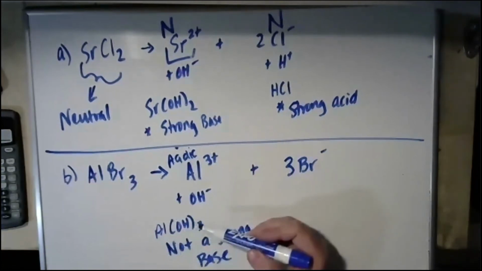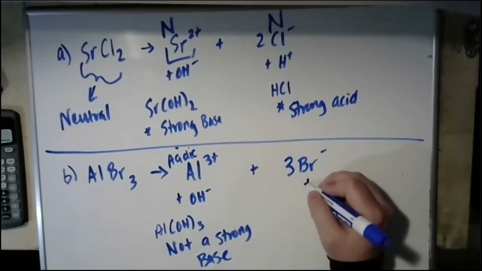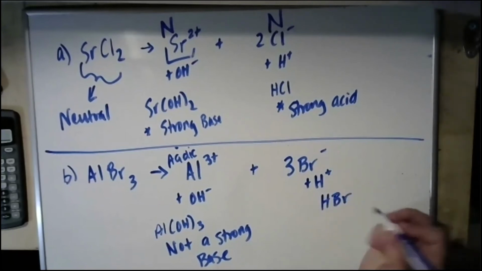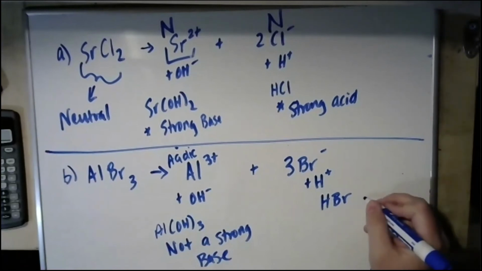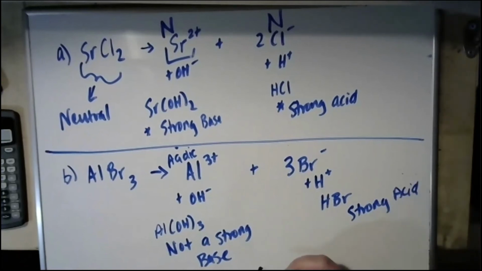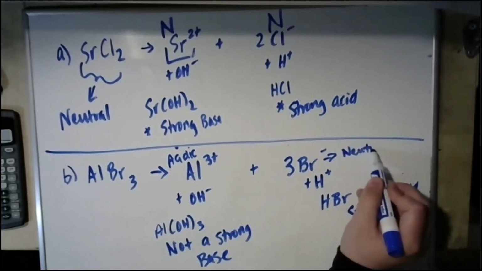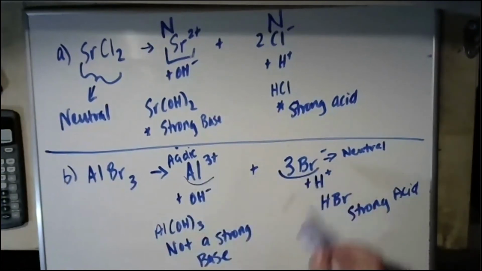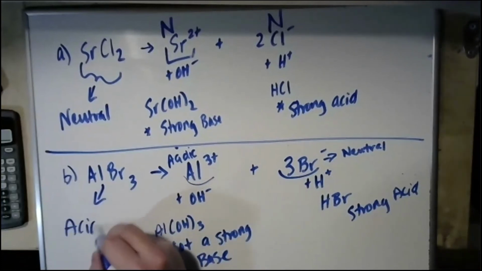For your bromide ion, we're going to see what happens when we add some hydrogen ions to it. That would form HBr. HBr is a strong acid. That means that your bromide ion is going to be neutral. When you have an acidic ion and a neutral ion together in a solution, your overall solution is going to be acidic.